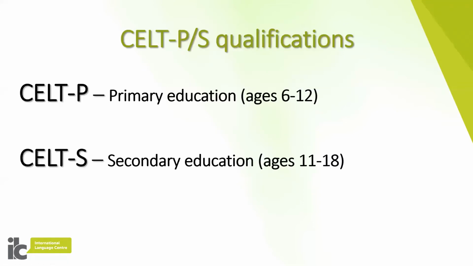What is the difference between CELT-P and CELT-S? The difference is between the ages you would like to teach and specialize in. Course CELT-P, as you remember, is called primary. It is aimed at working with little kids, age from 6 to 12. CELT-S is more for those who work with older children, age 11 to 18. And the difference is in content, obviously, and a little bit in structure. But we will look at it a little bit later.